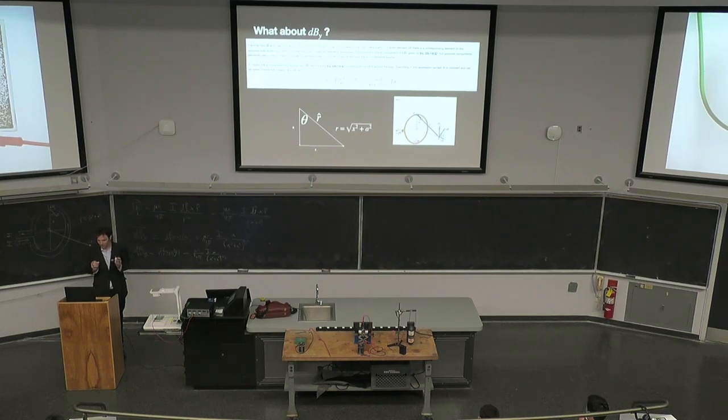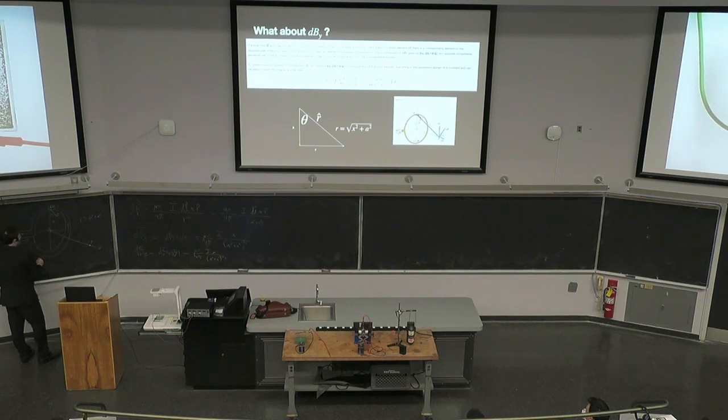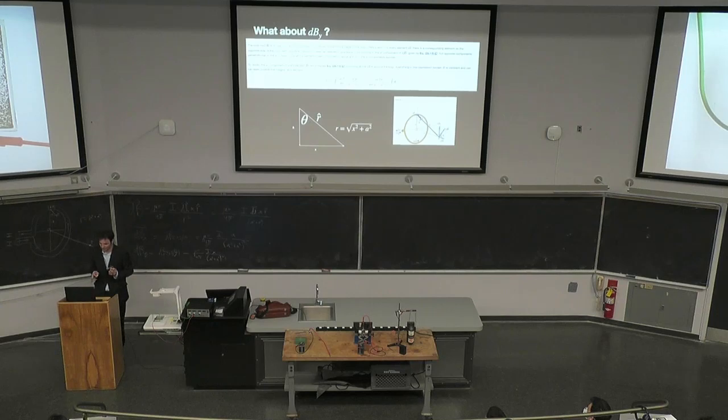So then our total B field actually has only an X component, because all of these Y components that are going different directions, in one place they're going up and in the other place they're going down, they're going to cancel out along the Y axis because of the symmetry of the problem. So we actually don't have a Y component of the magnetic field either. We only have an X component of the magnetic field. So all of the perpendicular components cancel, and only the X components survive.